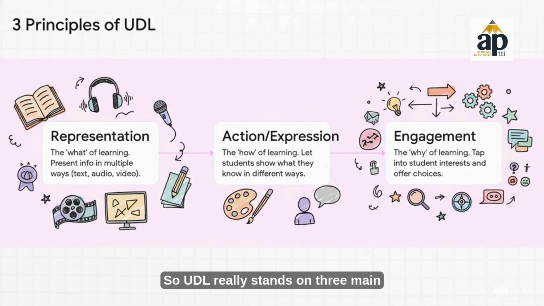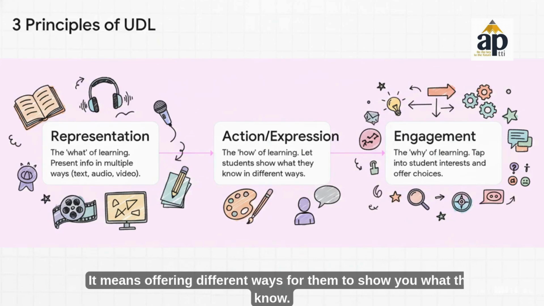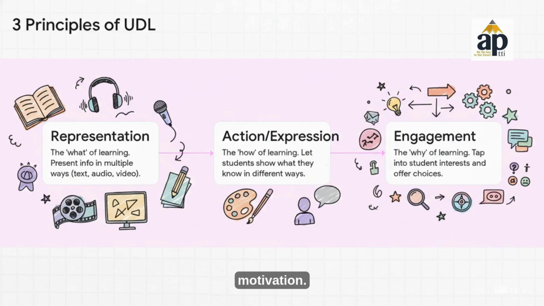So UDL really stands on 3 main pillars. First is representation. This is the what of learning. It just means giving students lots of ways to take in information, not just text, but maybe audio and video too. Second is action and expression. This is the how of learning. It means offering different ways for them to show you what they know. And third, and this is so crucial, is engagement. This is the why of learning. It's all about tapping into their interests to really spark that motivation.